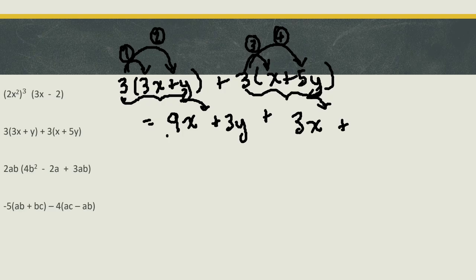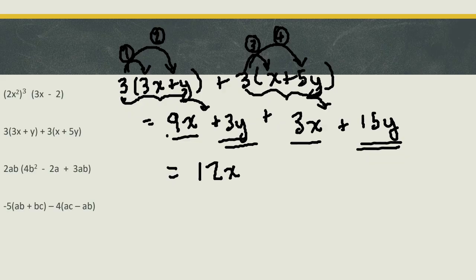So now the question is, can I combine any further? The answer is yes, because I have a 9x and a 3x, and then I have a 3y and a 15y. The coefficients in front can be whatever we want them to be, but the variables and the exponents have to be the same. In this case, we have 2 x's and 2 y's, so we're good to go. So we have 9, 10, 11, 12x, and we have 15, 16, 17, 18y. So we have 12x plus 18y, and that is my final answer.